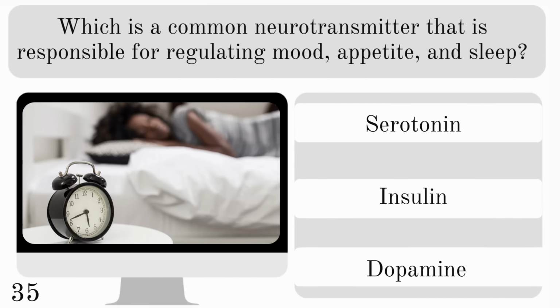Which is a common neurotransmitter that is responsible for regulating mood, appetite, and sleep? Serotonin, insulin, or dopamine? And the correct answer, serotonin.